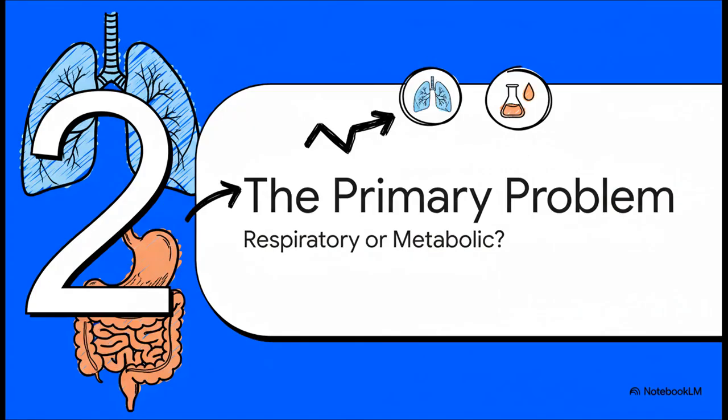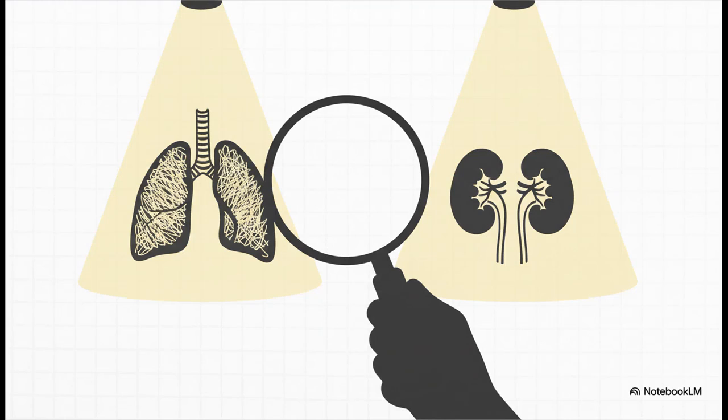Okay, so we know if the patient is acidotic or alkalotic. Now the investigation gets really interesting. We have to figure out why. Where is this problem coming from? Is it the lungs, or is it something going on with the body's metabolic system? Think of this like we're identifying our main suspects. We've got two primary culprits that can throw the body's pH out of whack. The lungs, which handle our carbon dioxide, and the kidneys, which manage our bicarbonate and other acids. Let's bring them in for questioning, one by one.